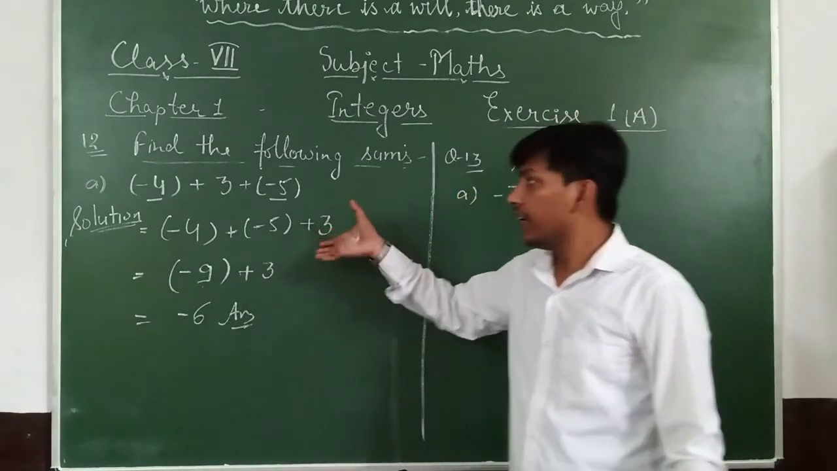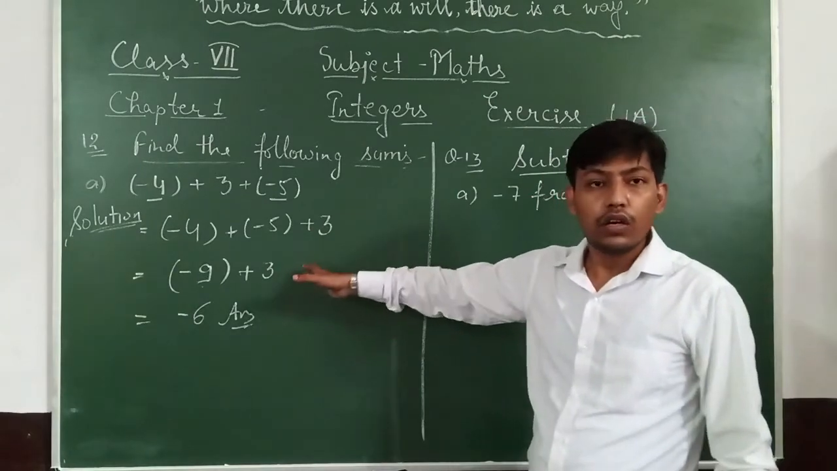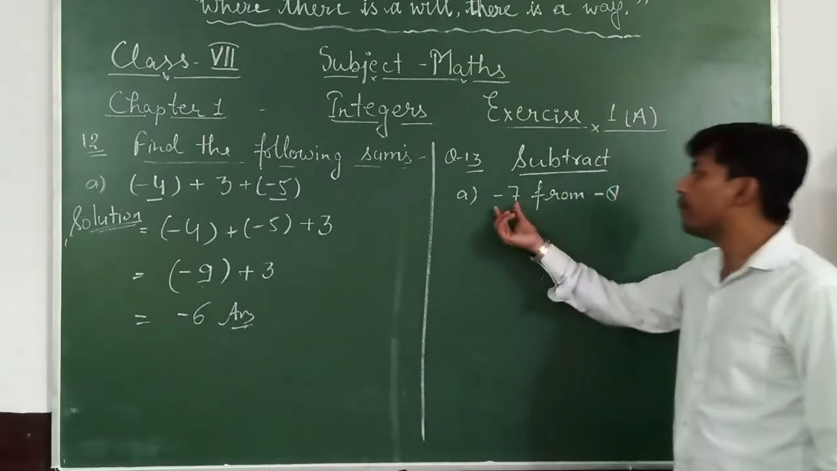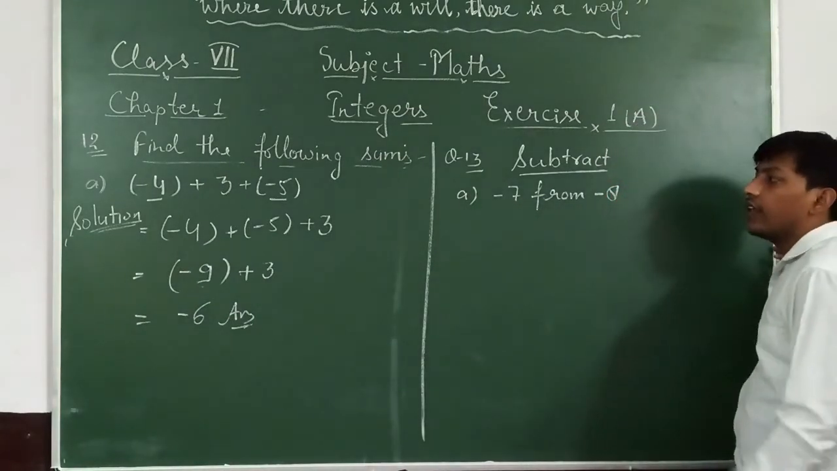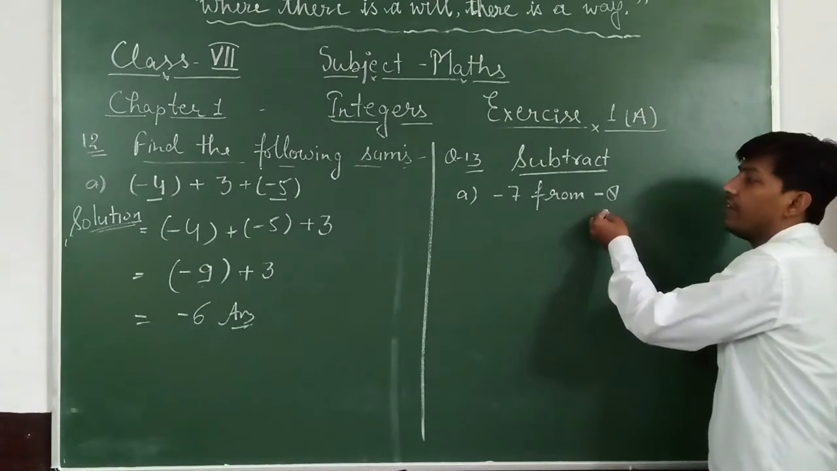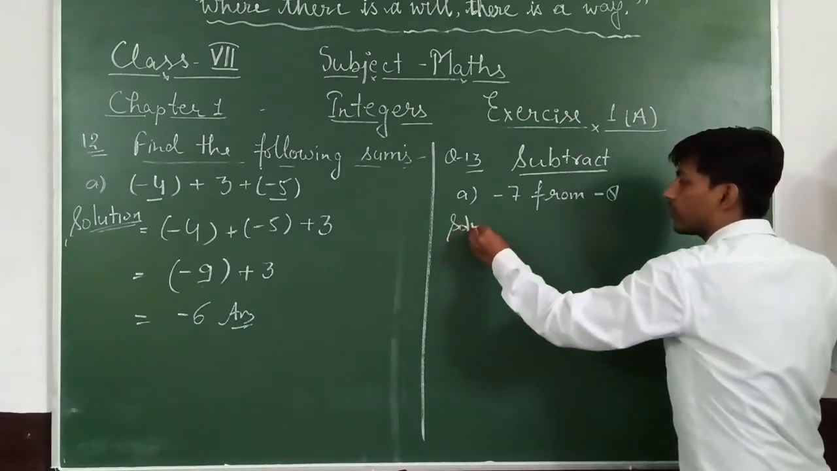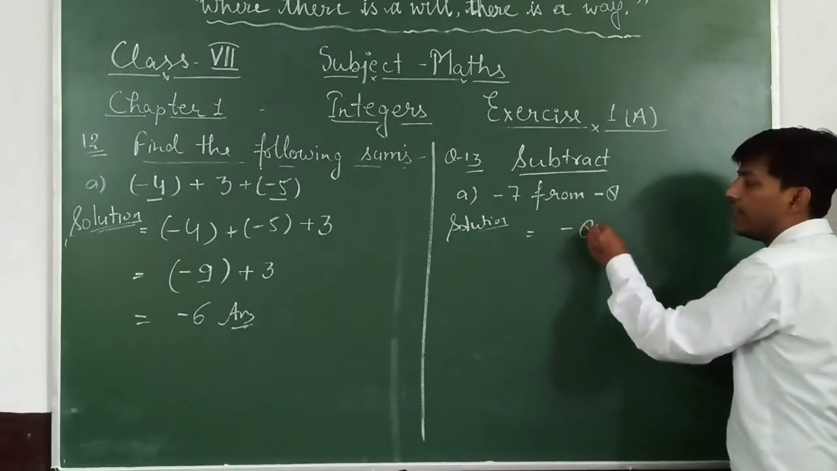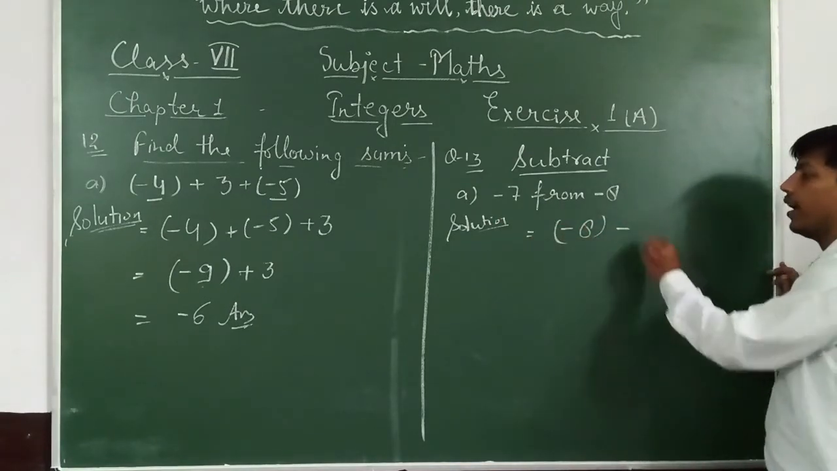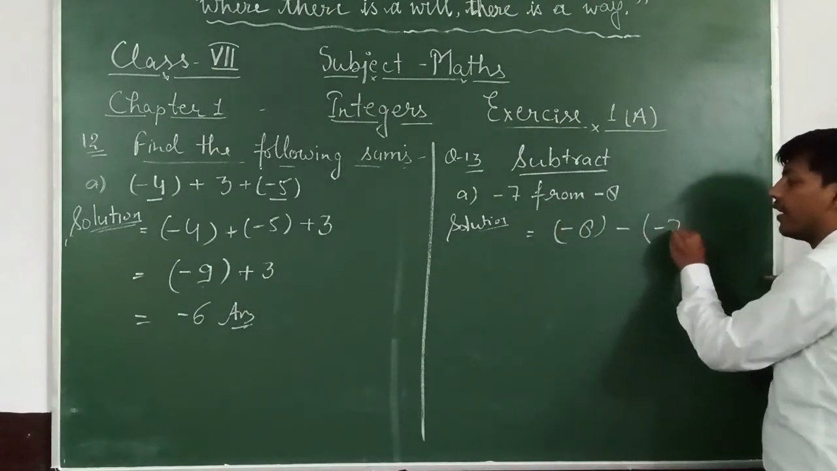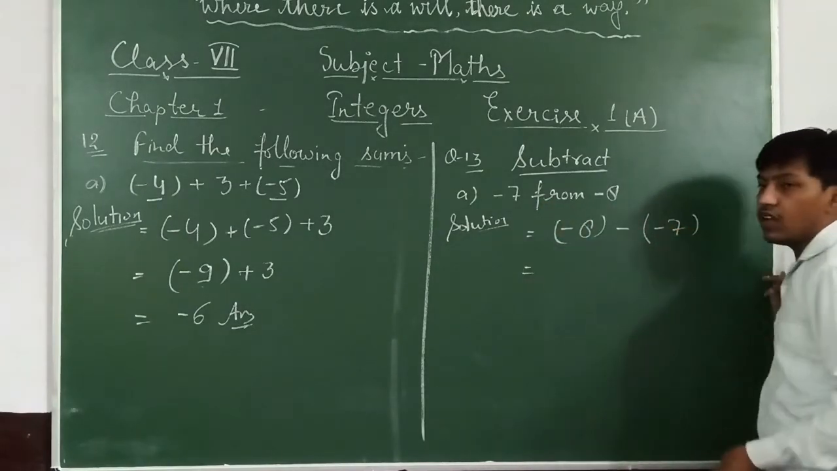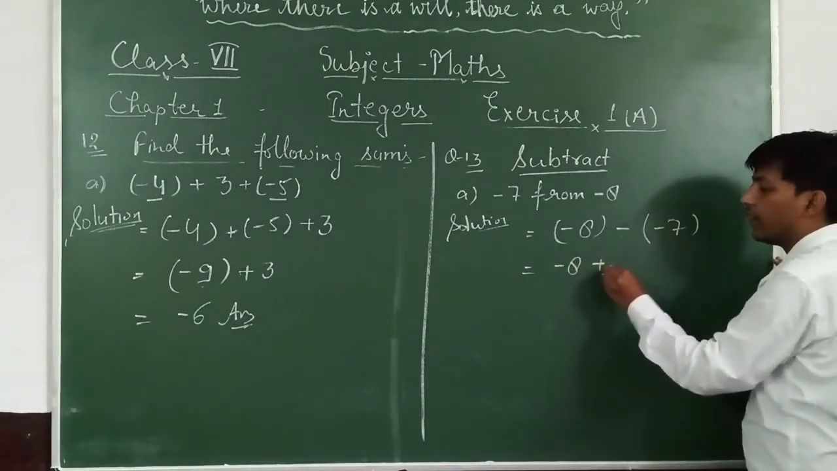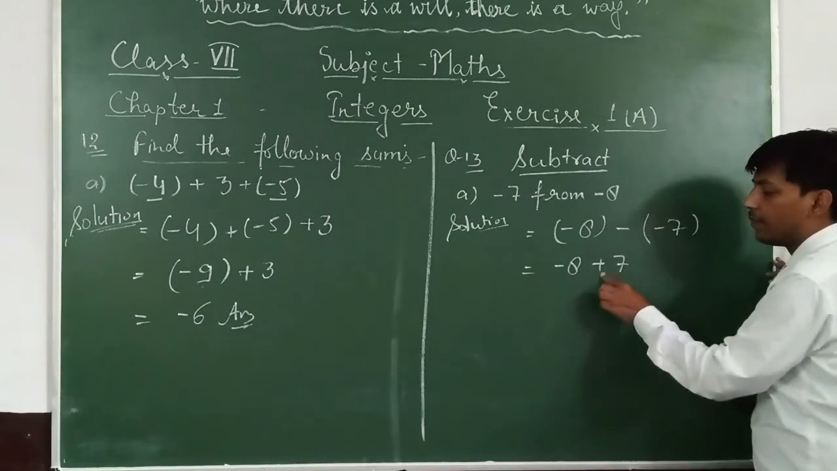So simply we have done this. Do the remaining parts of this question. Now question number 13. Subtract minus 7 from minus 8. Here both the integers are negative and we have to subtract them. So what will we do? We will write first minus 8, then put the minus sign, and then after that we write minus 7 in brackets. First solve the signs. Minus 8 as it is, minus minus is plus. Now we have minus 8 plus 7.